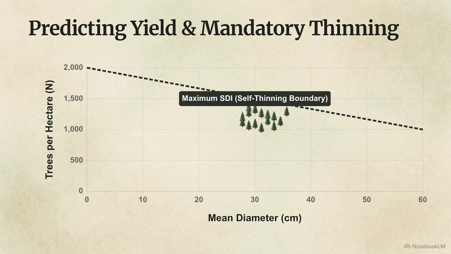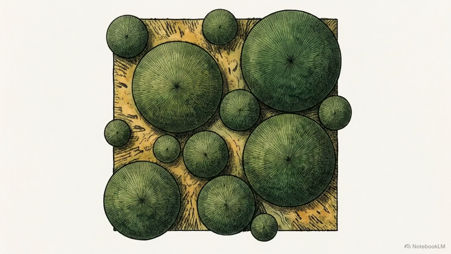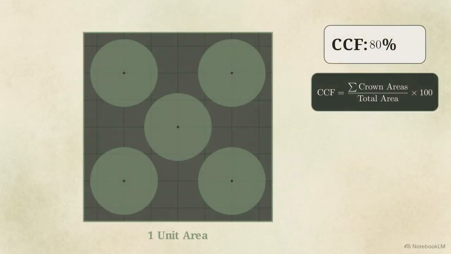Next, foresters manage crowding using Reinecke's stand density index. Hitting this maximum boundary triggers mandatory self-thinning. The site cannot sustain the biomass, and weaker trees die off. To prevent this wasted mortality, foresters use a final spatial metric, the crown competition factor, or CCF. CCF measures maximum crown areas divided by total area, shown here as expanding canopies.